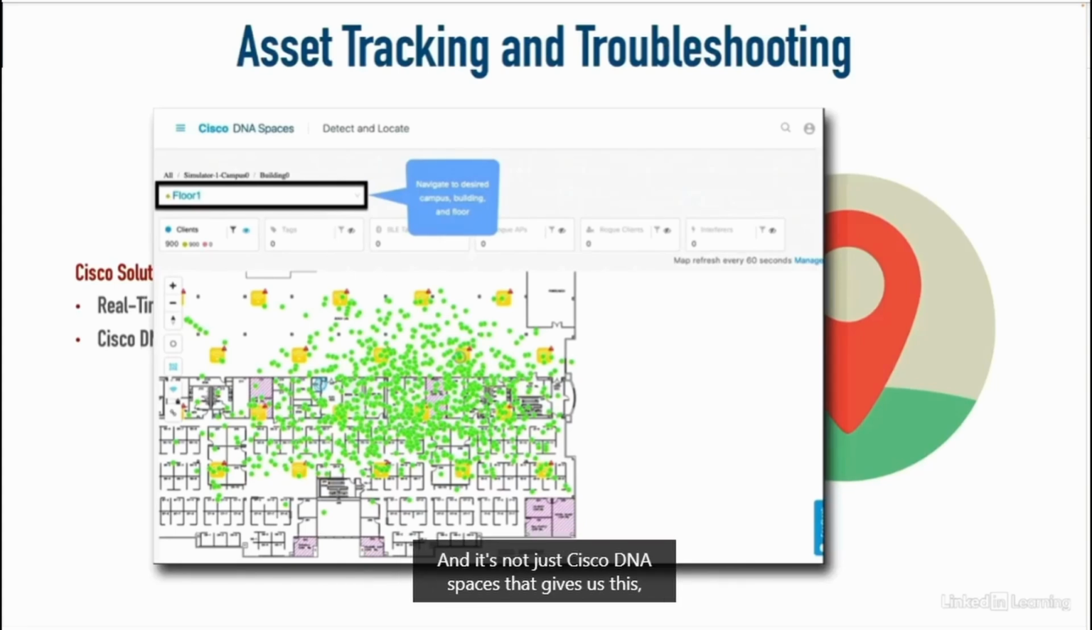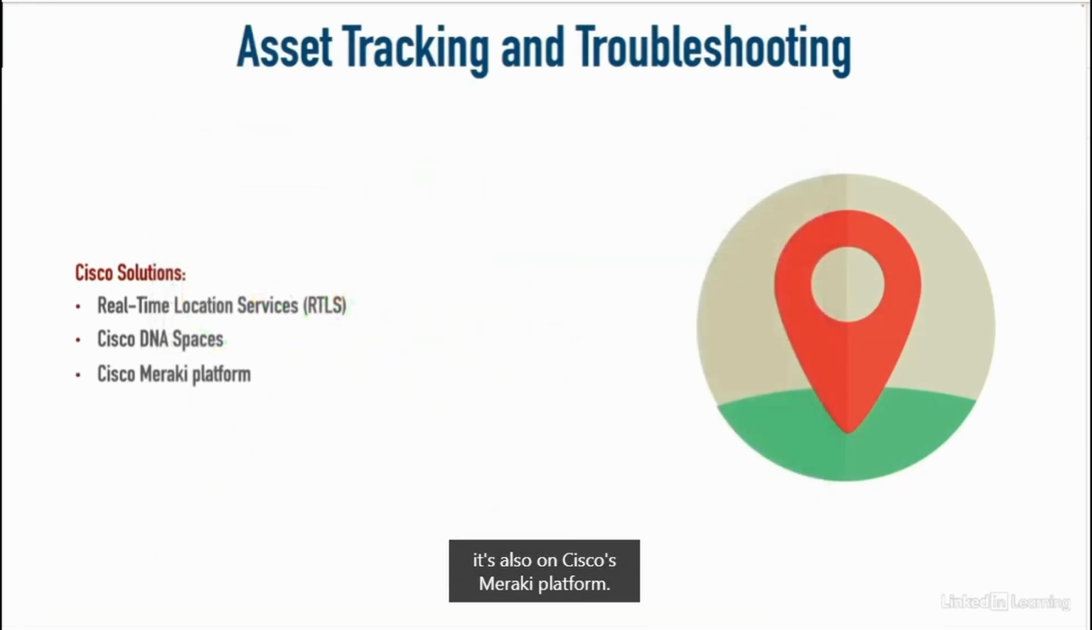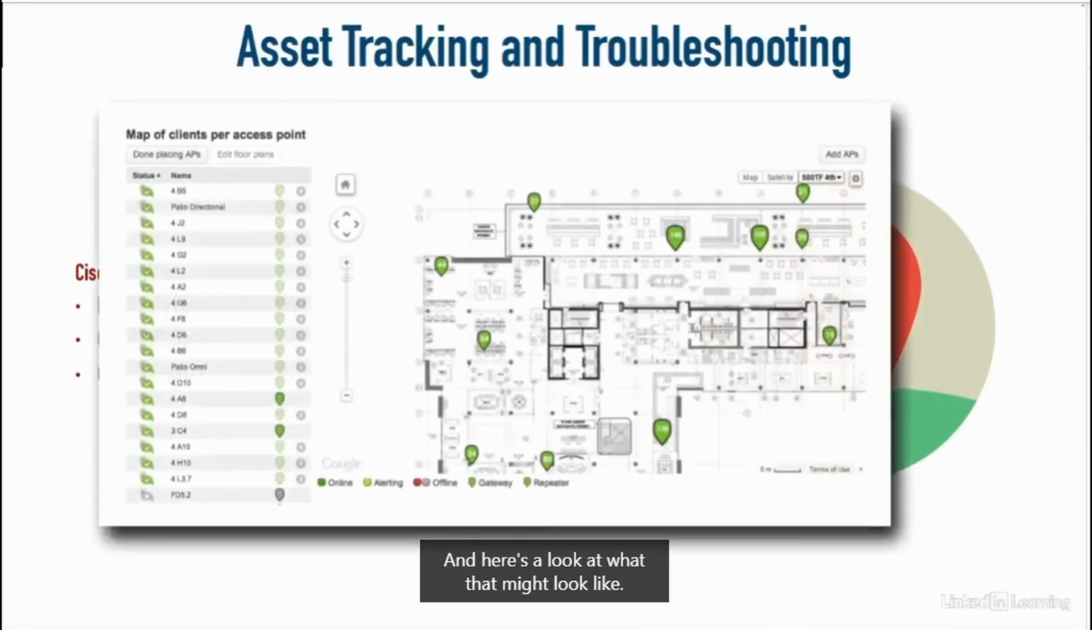And it's not just Cisco DNA Spaces that gives us this, it's also on Cisco's Meraki platform. And here's a look at what that might look like. Very similar. We have a floor plan and we're able to see a fairly precise location for our different client devices. And that's all made possible thanks to location services.